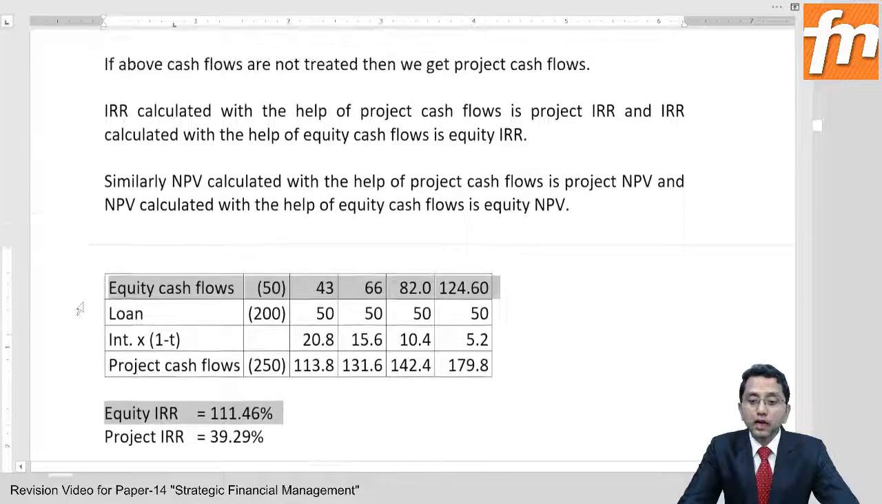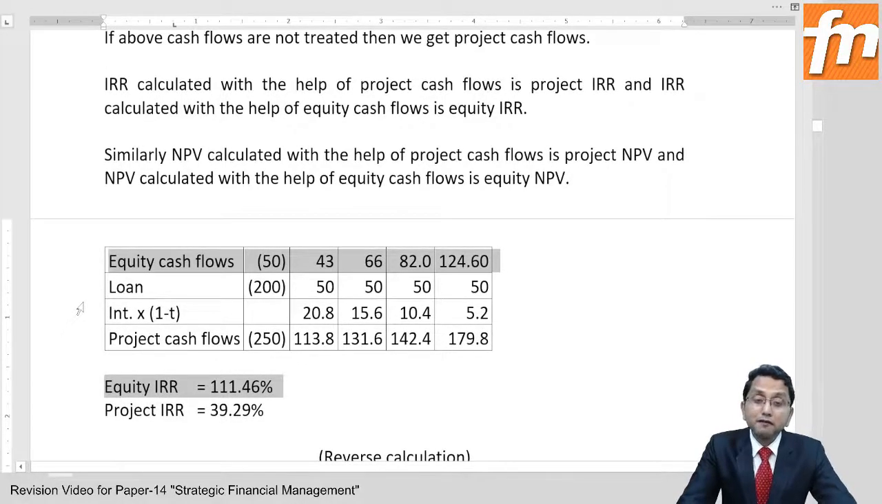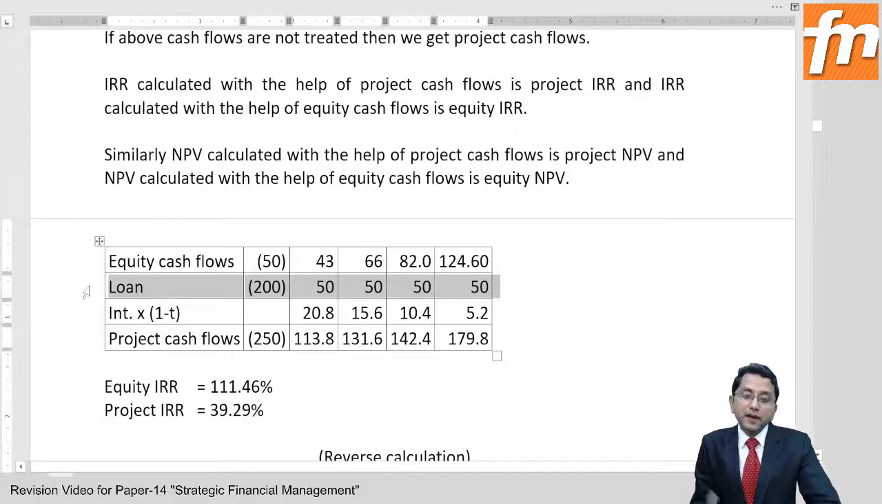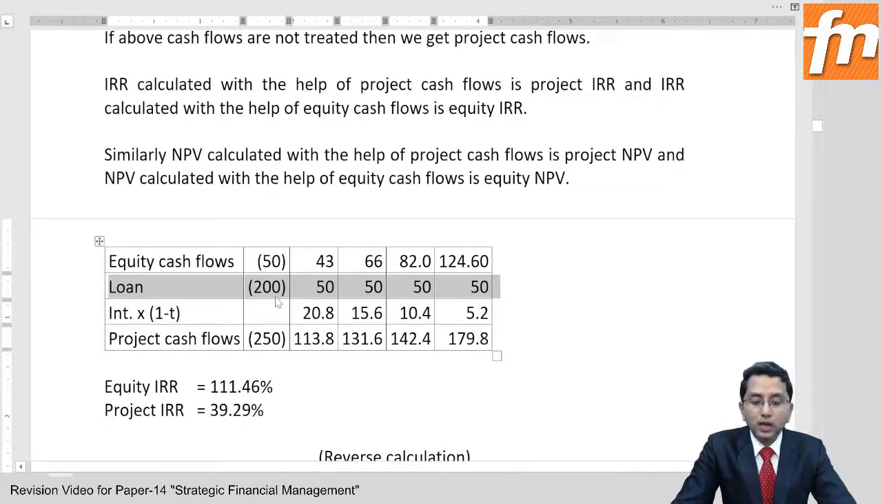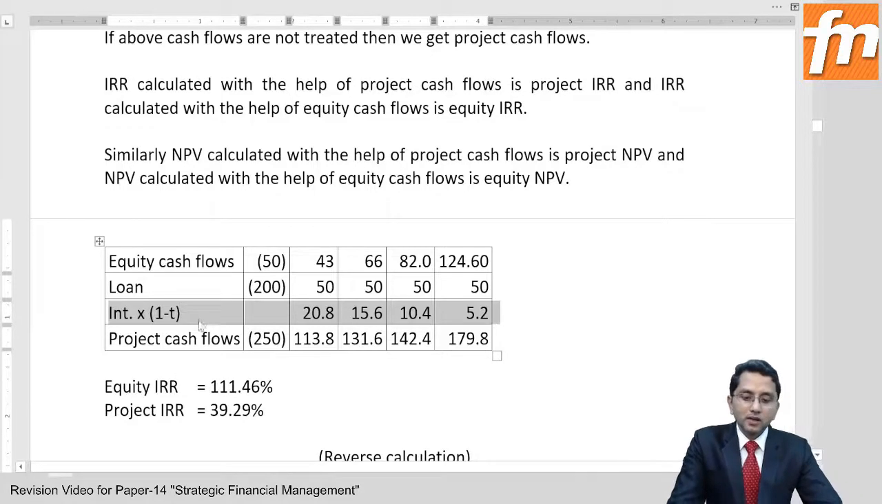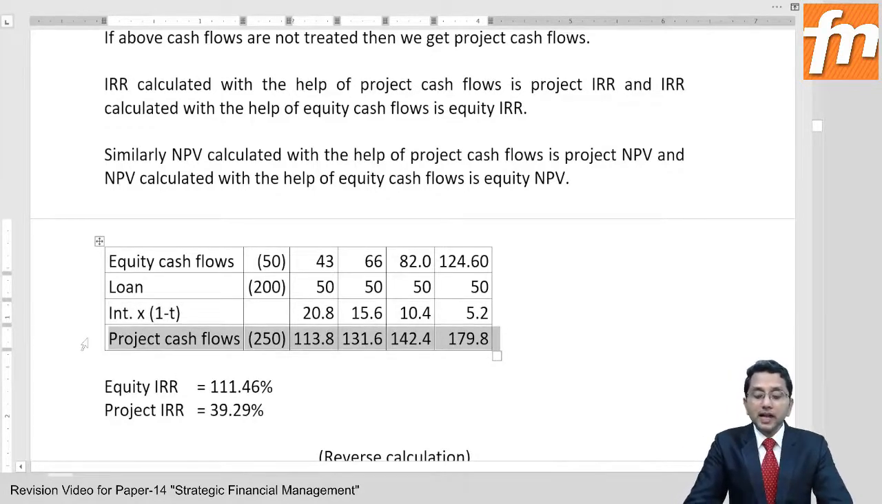If you ask me to calculate project IRR, then first I need to remove the effect of financing cash flows which have been treated. If I reverse those cash flows, the loan of 200 was added, so now I will deduct it. Repayment of 50 lakh has been deducted, so now I'll add it back. The interest figure, if I multiply it by 0.65, the after-tax interest figure, I'll add. So then I arrive at project cash flows.